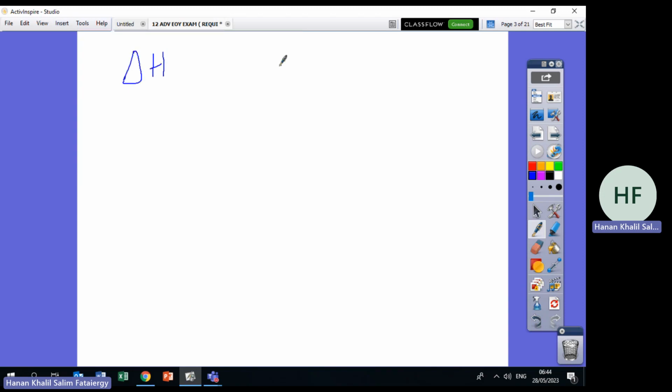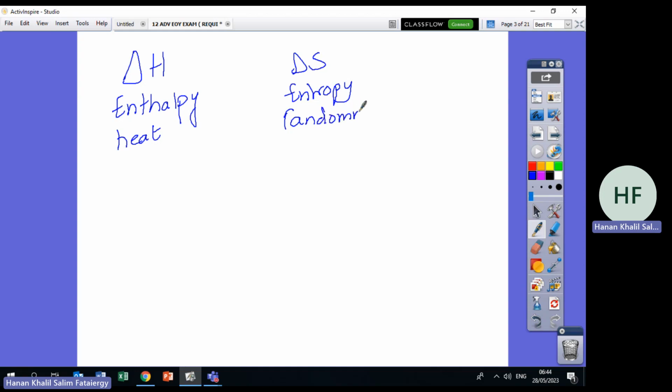We said previously delta H is the enthalpy or the heat. Delta S is the entropy or the randomness. And delta G is the free energy. Now we have the set of options. If this is positive, this is positive. This is negative, negative. This is negative, this is positive, and this is positive, this is negative.